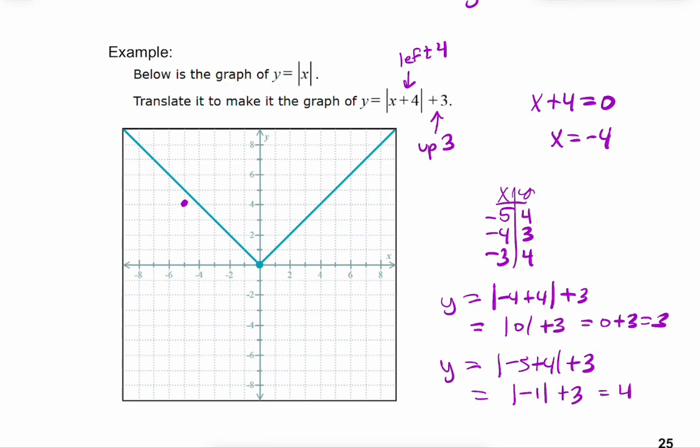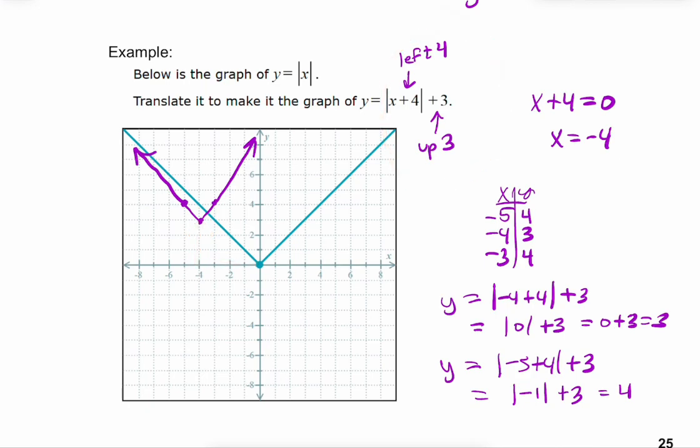-4 is up 3, -3 is also up 4. Our V is, it moved, as you notice, to the left 4 and up 3, just like I predicted.